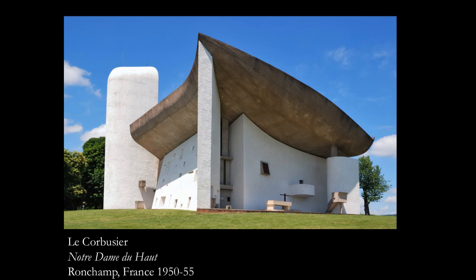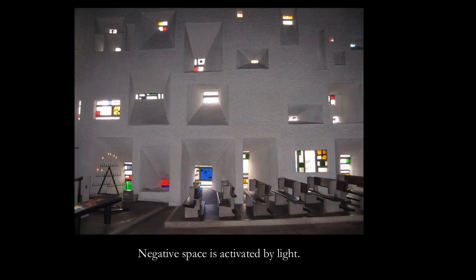We can see the use of positive and negative forms in this cathedral. So if we take a look at this, the negative space or negative form is activated by light. It's not necessarily empty space, but we may want to read it visually as empty space, and the light activates it and becomes this really interesting use of light. Great example of it.